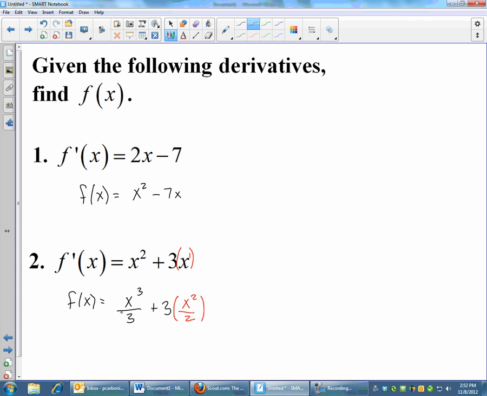And those are two functions. The derivative of these functions is 2x minus 7, or in this one, x squared plus 3. We're going to come back and add just a little bitty thing to these problems to make it exact, but this is good for now.